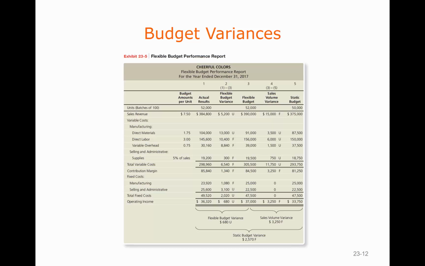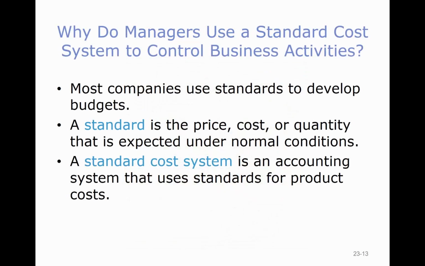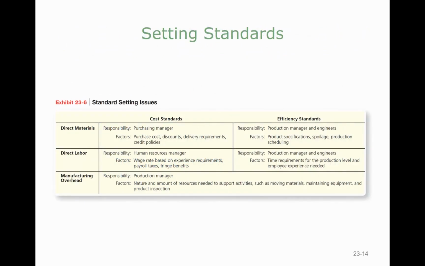So you can see they're a little bit unfavorable, but not bad. And certainly better than if they'd only sold 50,000, what we planned for. So the second concept in this chapter is what's called a standard cost system, which is the price, cost, or quantity that is expected under normal conditions. Of course we use that because we have to have some basic estimate of what things are going to cost.